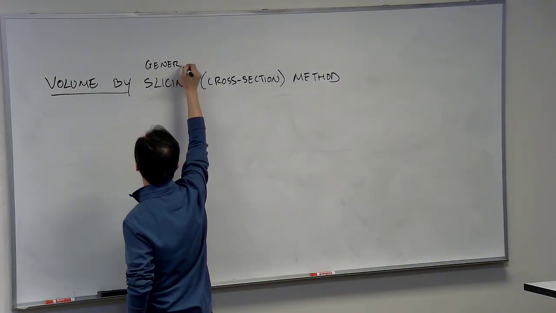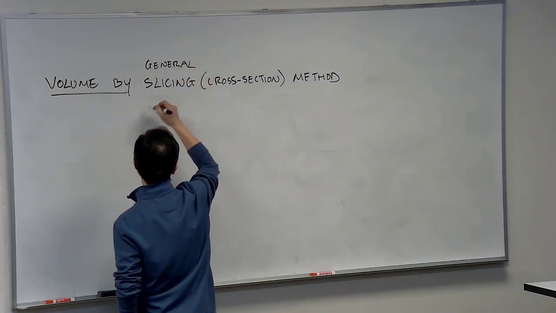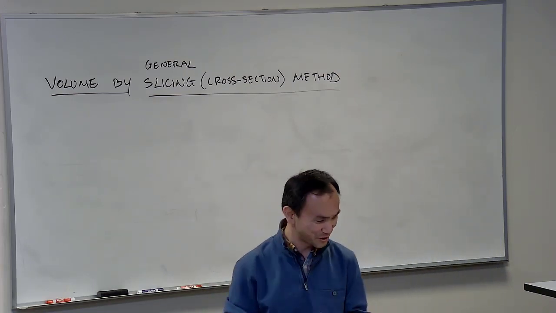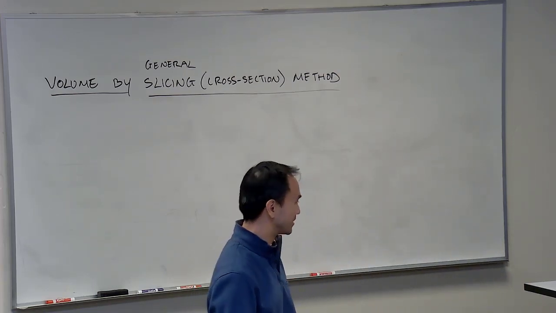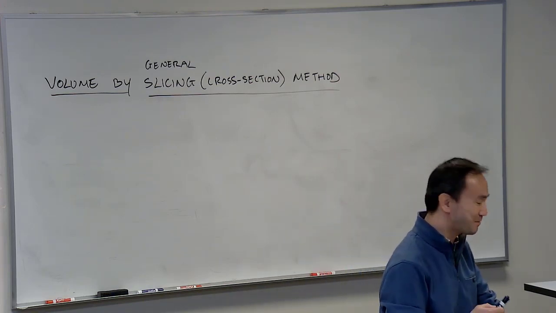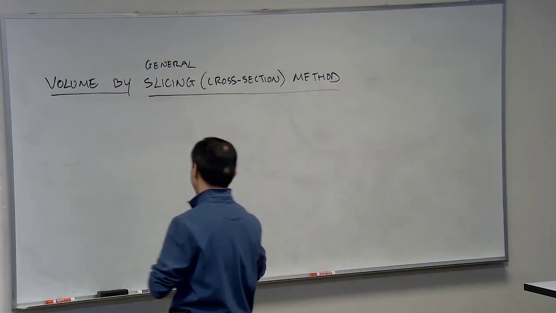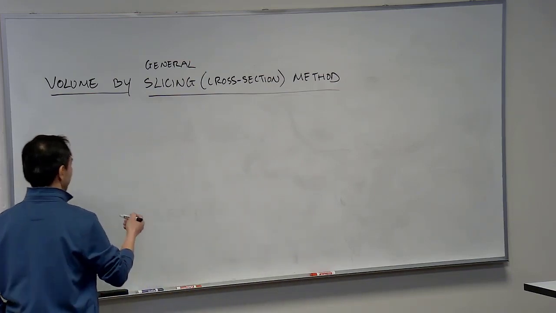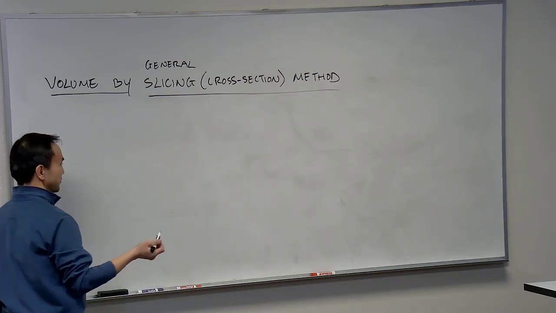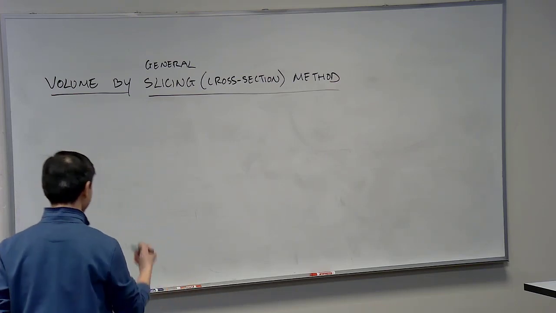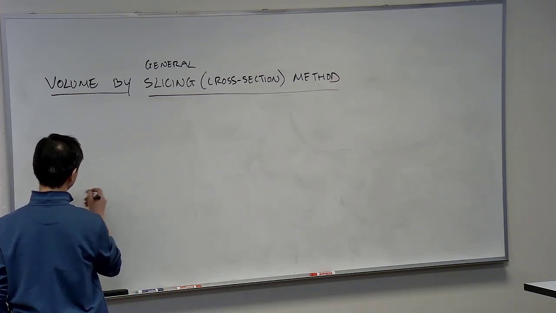General slicing, or the general cross-section method. You guys need to start triggering a lot of your visual sense for this topic particularly. All right. So, have you ever observed the roof of a house? Yes. Okay. In the most basic form, it looks like this, right?